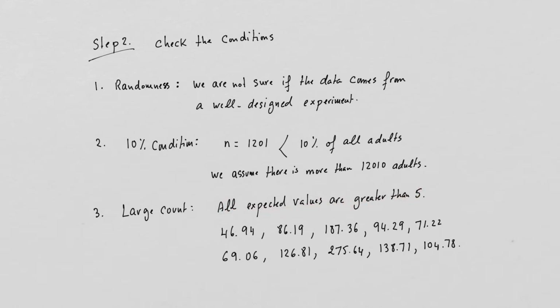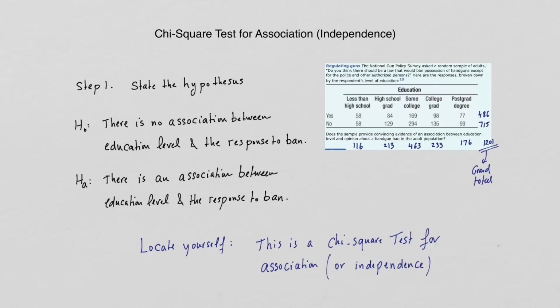Okay? So, how do we figure out these expected values? I'm going to show you how to do this in two ways. The first way is to do it by hand. So if you look here, we have 58 people without a high school diploma that approve of a handgun ban. That is observed. These numbers are observed. These are people who told us. For example, 135 people do not approve of the ban, and they happen to be college graduates. So these are observed values.